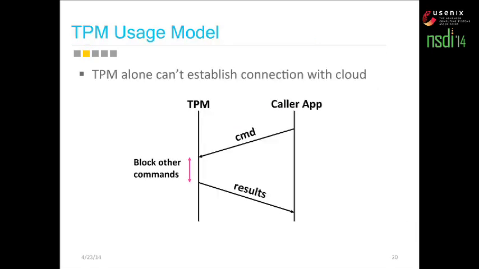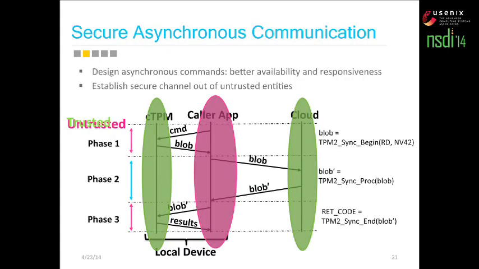However, in the current TPM usage model, TPM is supposed to handle commands and return results. It cannot initiate the connection with the cloud required by this synchronization protocol. So there is a problem. To solve this problem, we propose a method called secure asynchronous communication. In this method, the caller app assumes the position of a connection initiator and a message forwarder. The method divides each synchronization process into three phases.